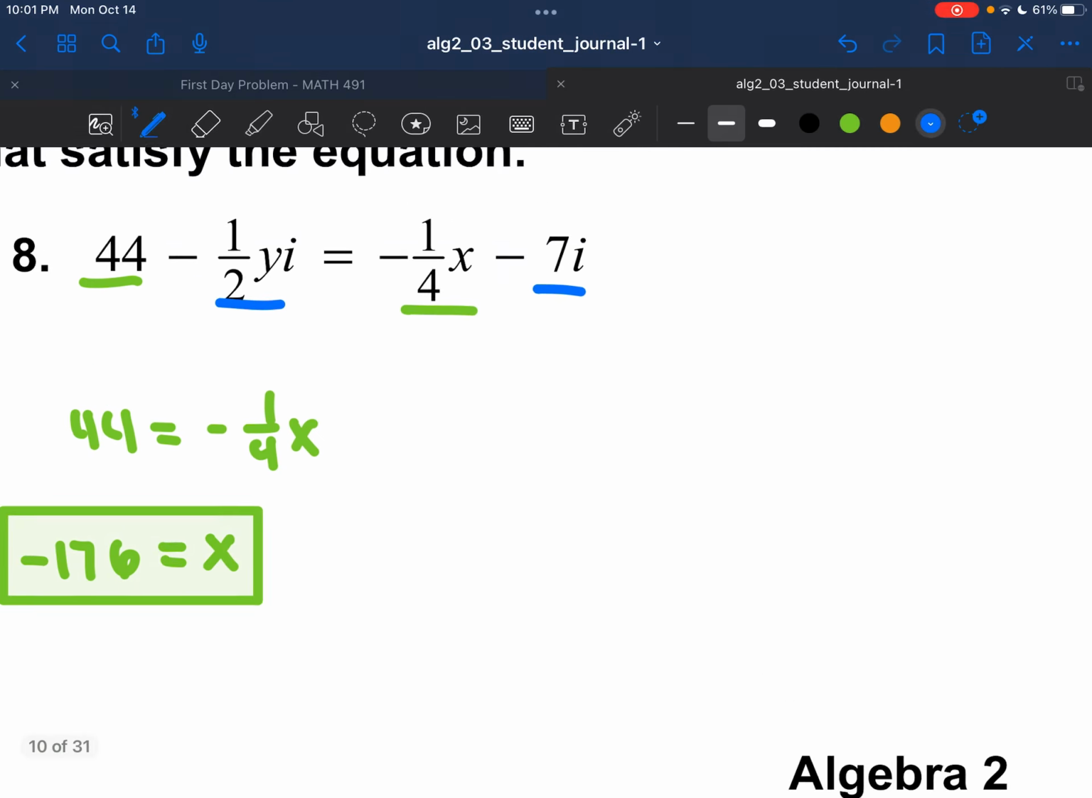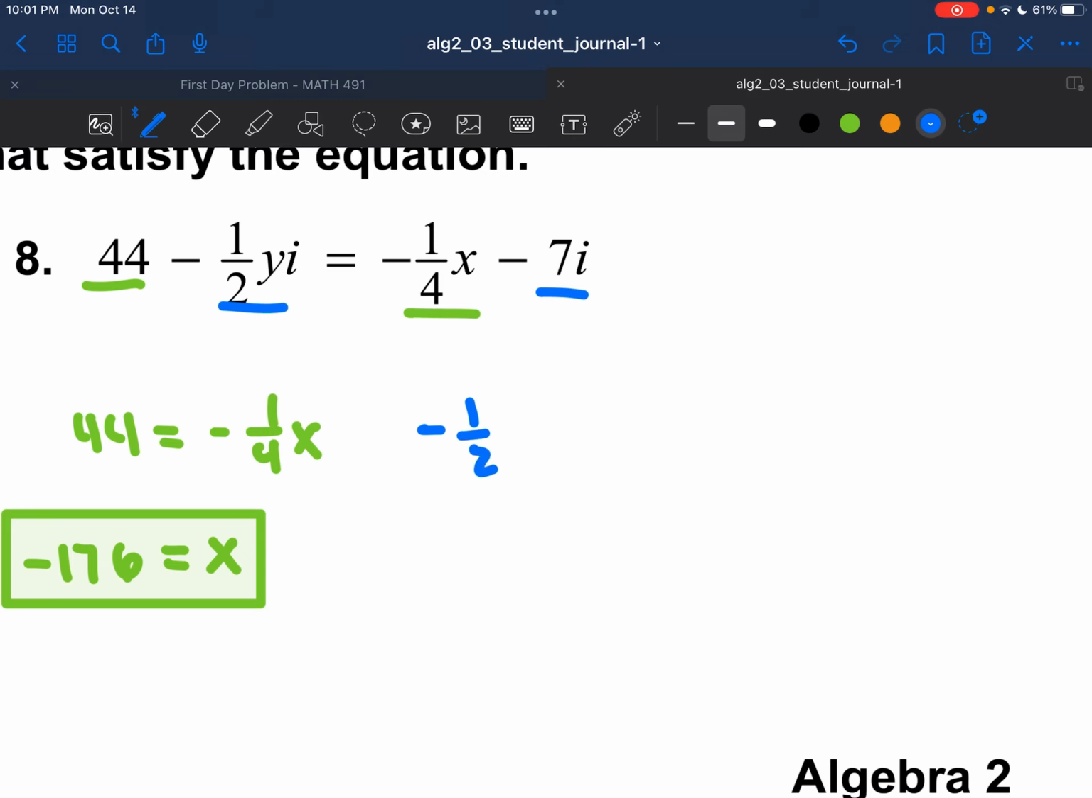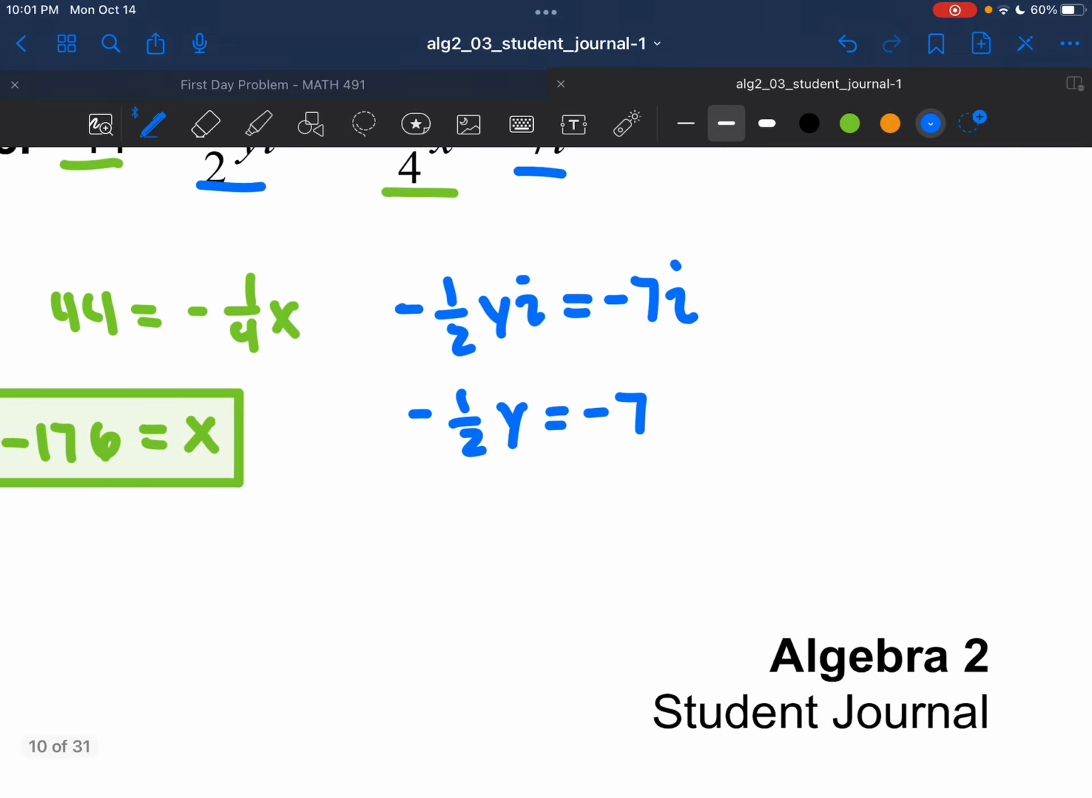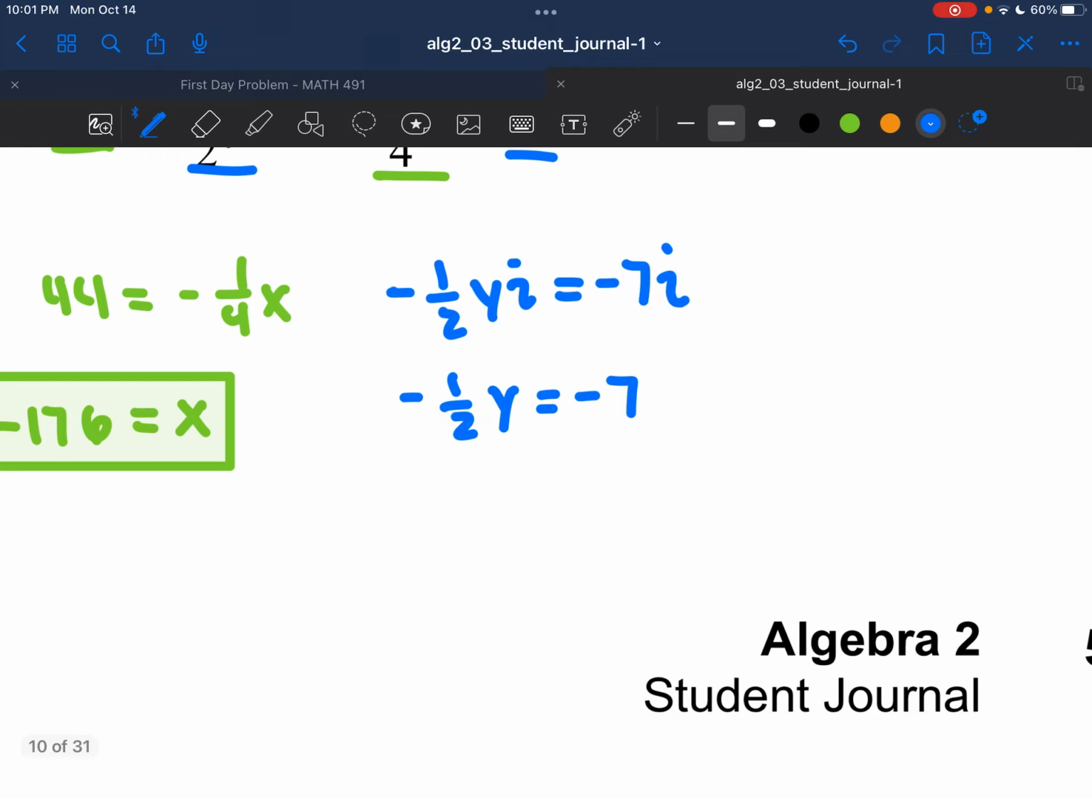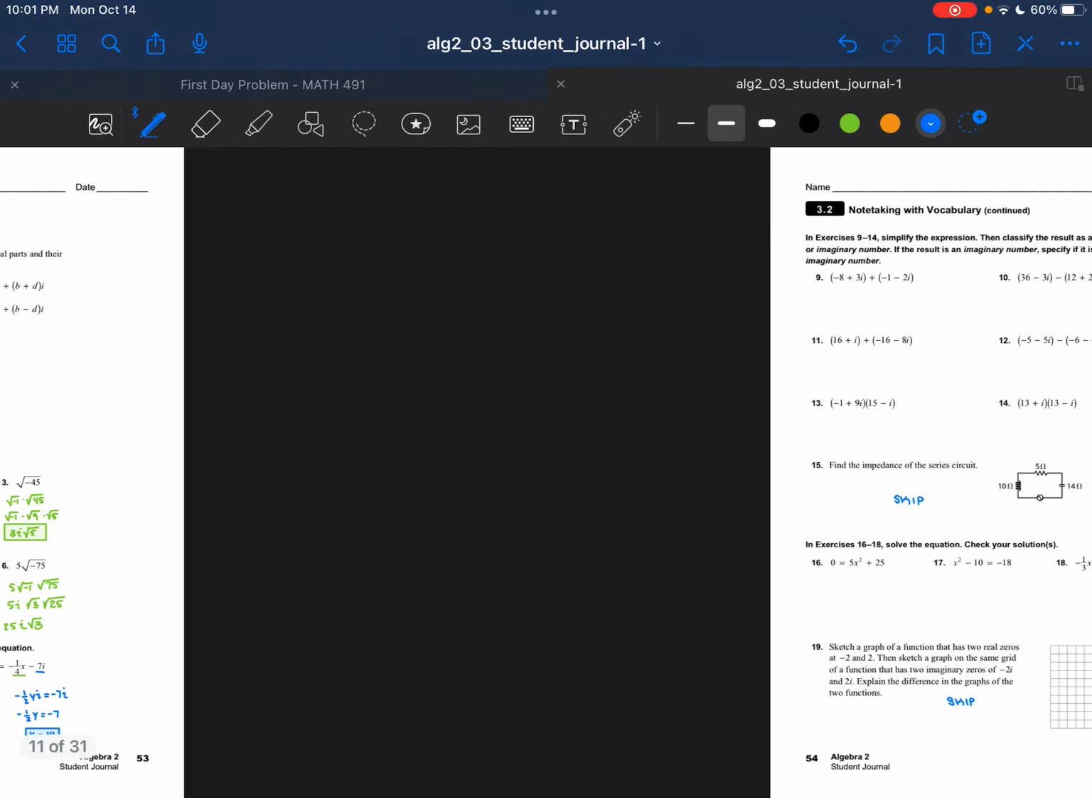Okay, and then for our other side here, with our complex parts, negative 1/2 yi equals negative 7i. Okay, I'm going to go ahead and divide by i, so that's 1/2 y equals negative 7, and then multiply by negative 2, so this will be y equals 14. Perfect.